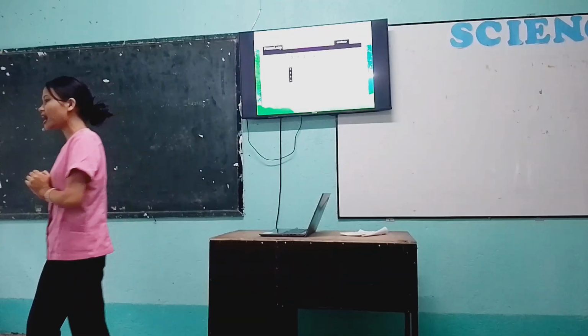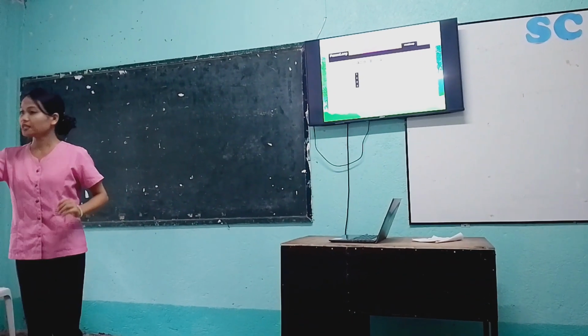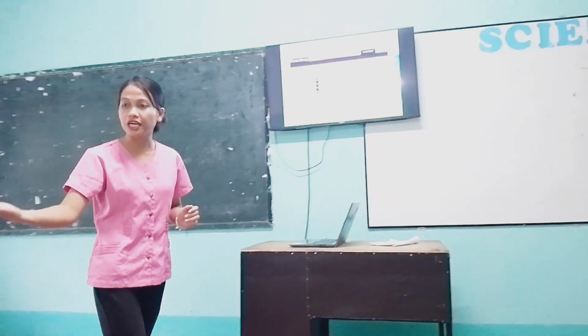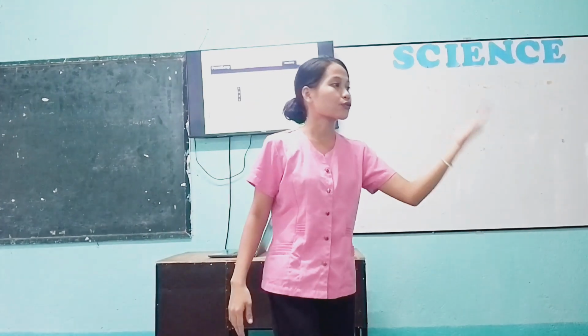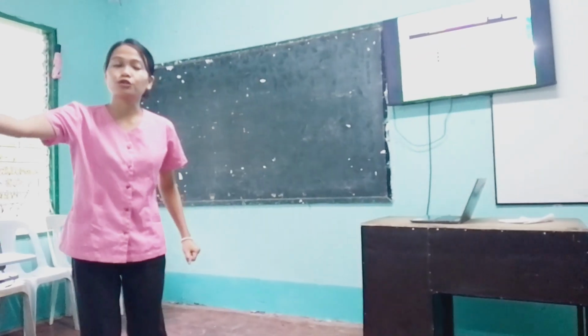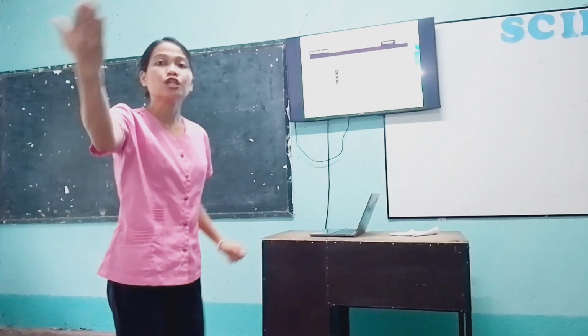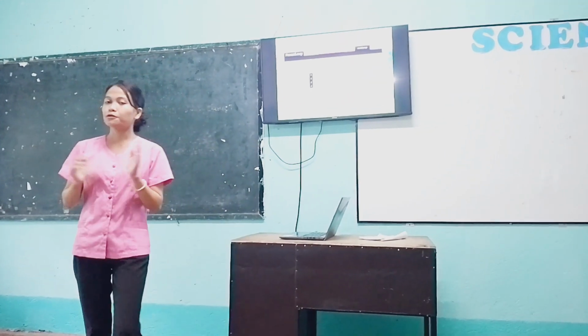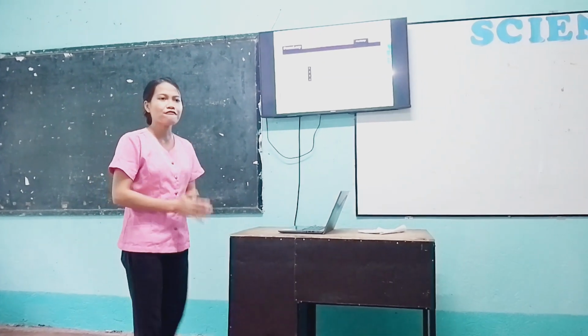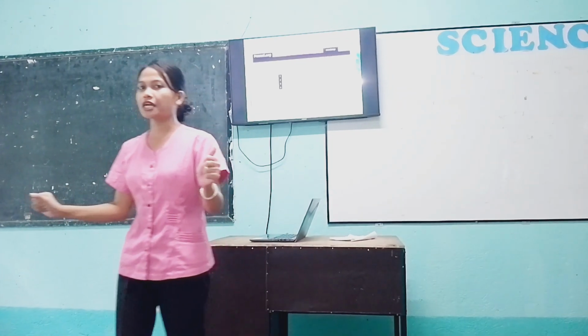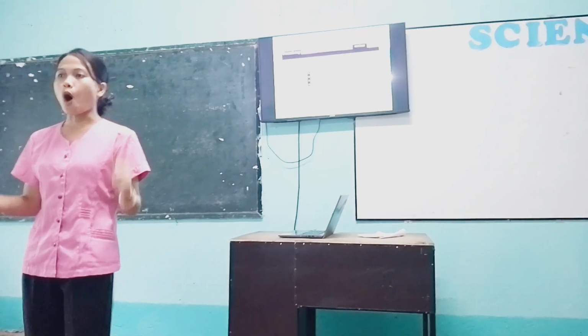Okay, let's start counting here. 1, 2, 3, 4. 1, 2, 3, 4. Now, this will be the place for group 1, group 2, group 3, and group 4. Okay, proceed to your respective groups. 5, 4, 3, 2, 1.